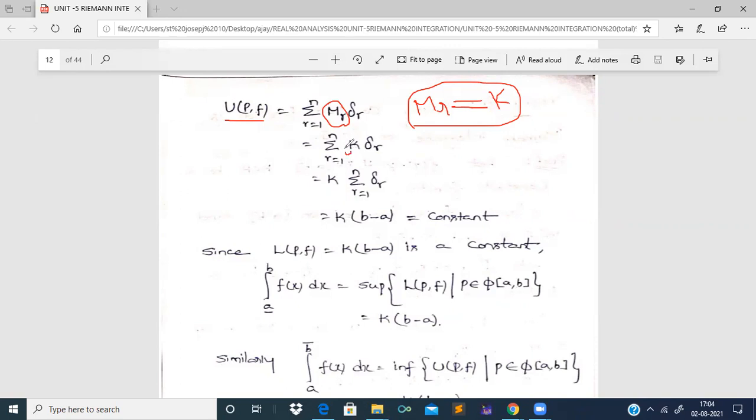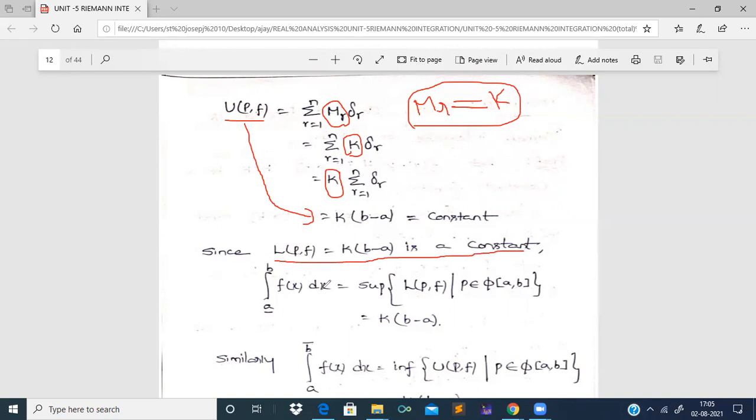Therefore, k is written instead of capital Mr, and delta r and summation r equal to 1 to n are written as they are. Now, as k is a constant, we put k outside the summation r equal to 1 to n of delta r. If we expand this delta r, as we got b minus a in the above calculation of the lower Darboux sum, here also we get k into (b minus a). Therefore, the upper Darboux sum is equal to k into (b minus a), which is a constant. Now, since the lower Darboux sum is equal to k into (b minus a), it is a constant.